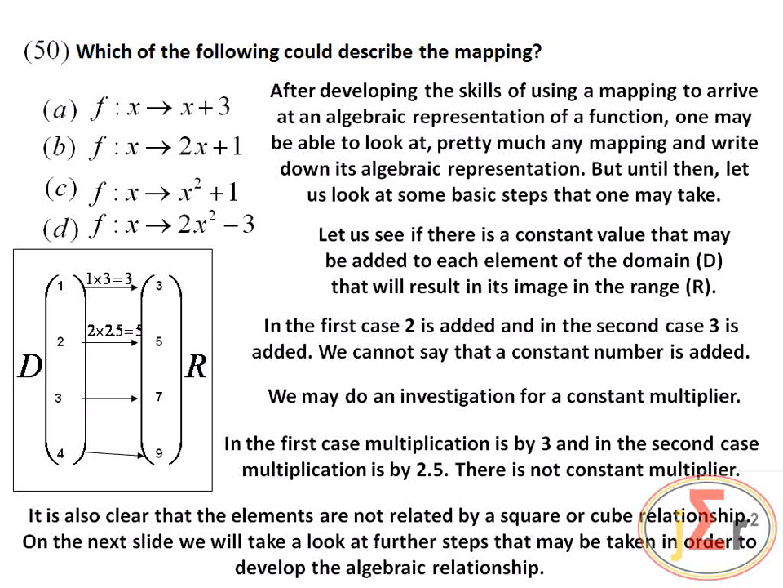We see that we do not have a constant number being added, and we do not see that a constant figure is being multiplied. So we move merrily on. Another investigation shows that we do not have a square or a cubed relationship. That means 1 multiplied by 1 does not give 3, 2 multiplied by 2 does not give 5, so we do not have a square. Neither if we cube 2, we will not get 5. So those other relationships are out.